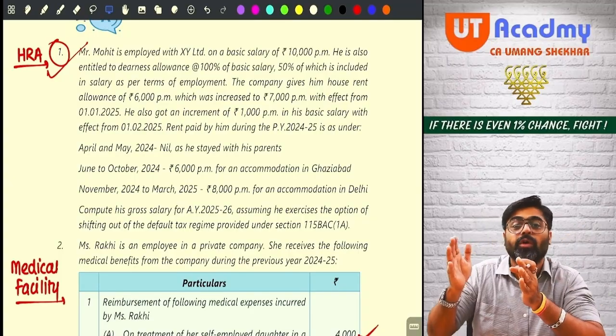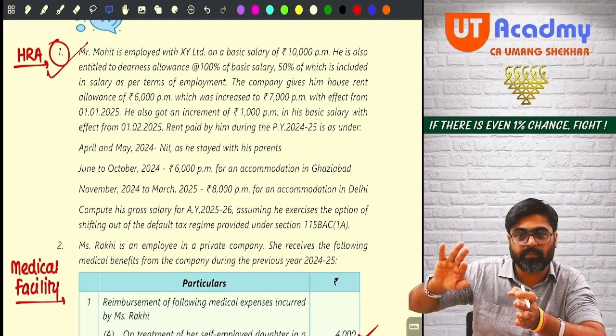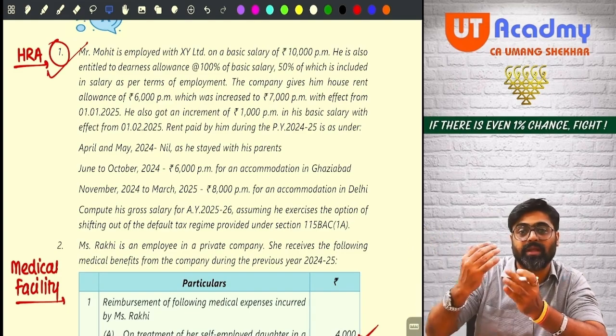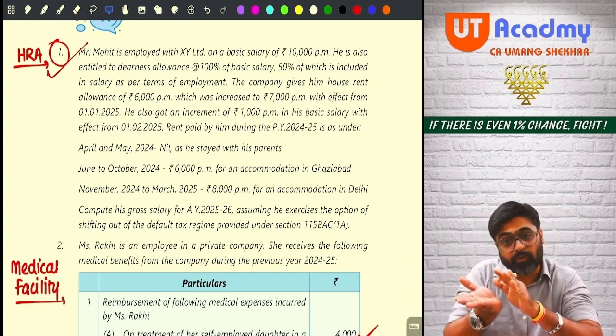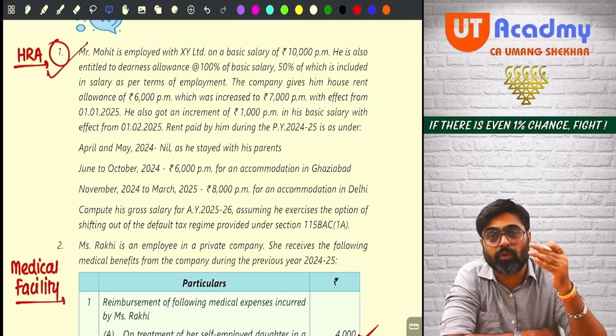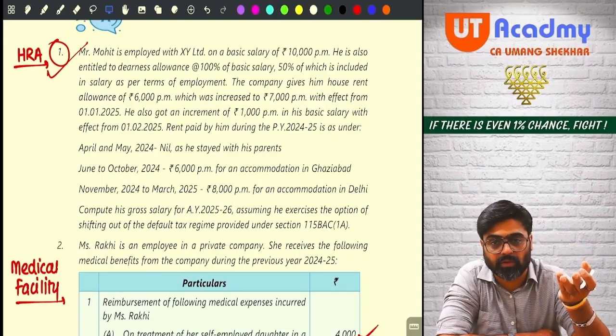So I will have to do the calculations till December. For these 9 months, April to December, the HRA is 6,000. And from January onwards, I will have to calculate differently. I will have to do a separate calculation, because the HRA is changing. It is becoming 7,000.